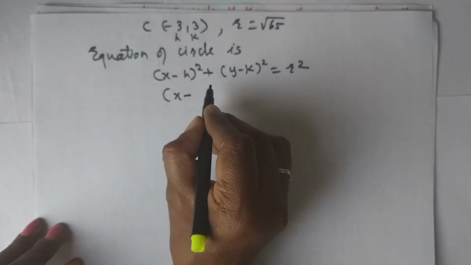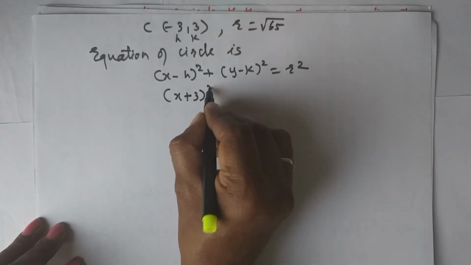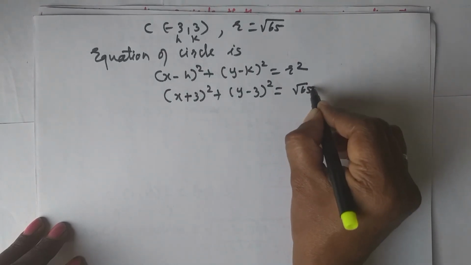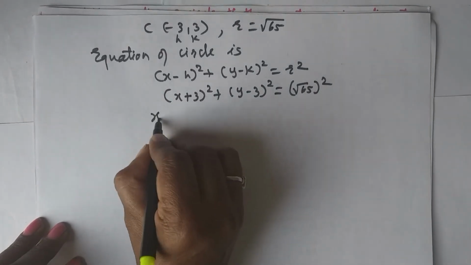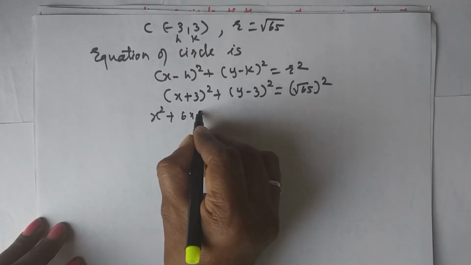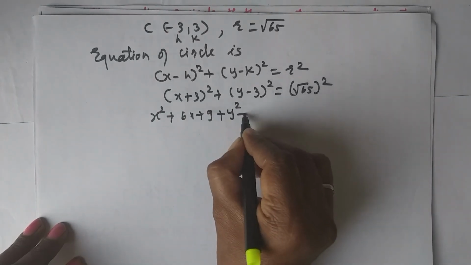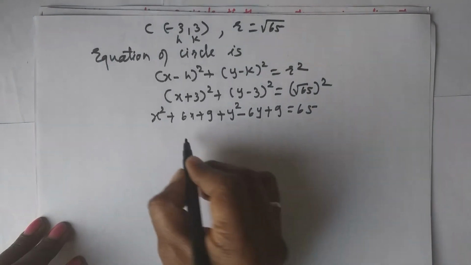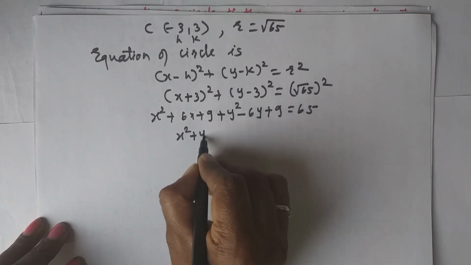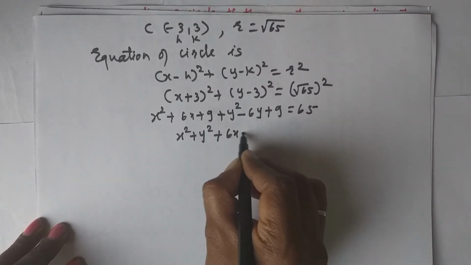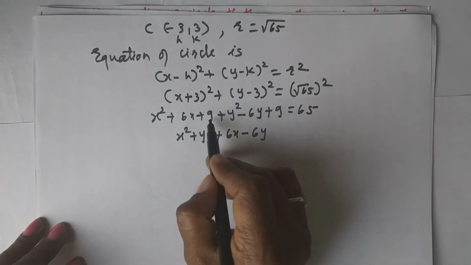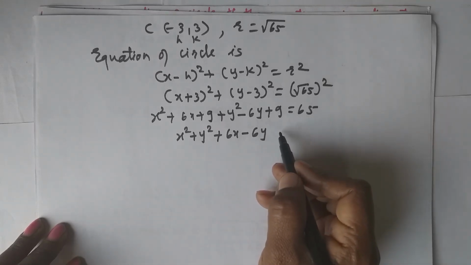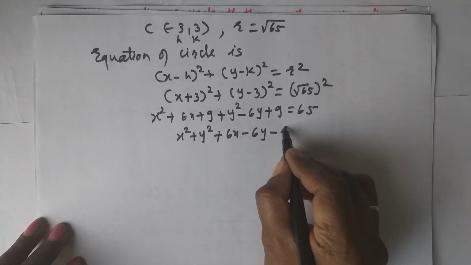These coordinates of center are nothing but h, k. Therefore x minus of minus 3 means x plus 3 square plus y minus 3 square is equal to root 65 square. Then simplify this. This is nothing but x square plus 6x plus 9. This is y square minus 6y plus 9 is equal to 65. Now transfer all to the left hand side. Then I will get x square plus y square plus 6x minus 6y. Now this 9 plus 9, 18, and transfer this 65 to the left hand side. 18 minus 65 will be minus 47.